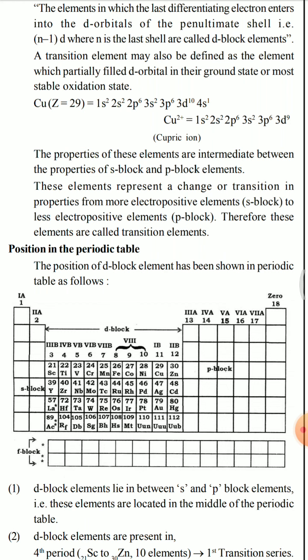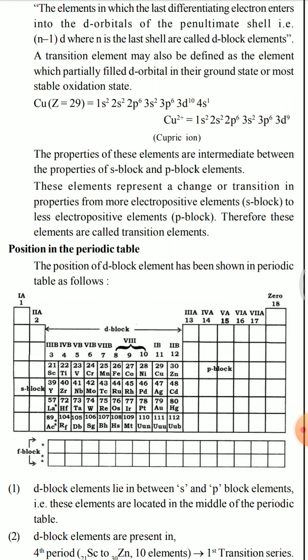For example, if we consider scandium, atomic number 21, it belongs to 4th period and 3rd group, that is a D block element. It is the first D block element. The D block elements start in 4th period and 3rd group.